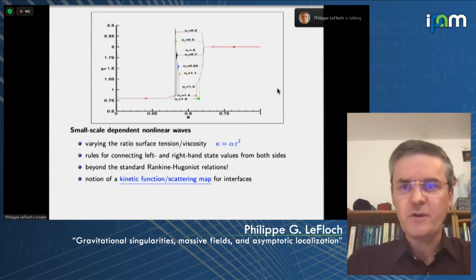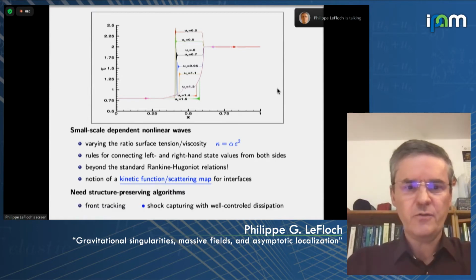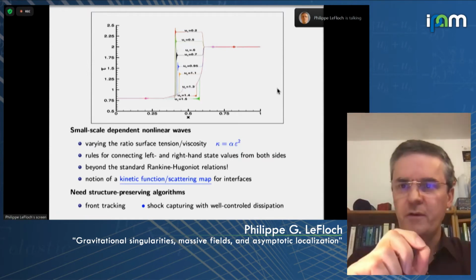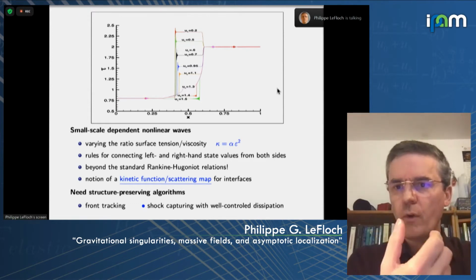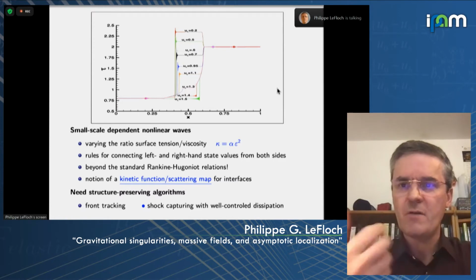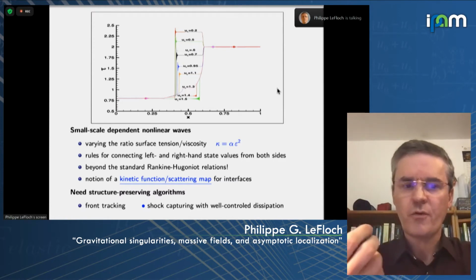So I don't have time here to continue in this direction, but this is one typical situation where you need some extra information, and then you need to construct your scheme in a way that preserves these structures, these hidden structures that you have found. You can do that by a front tracking scheme where you follow the interface and somehow you exactly impose the correct jump relations that you have derived by some asymptotics process.